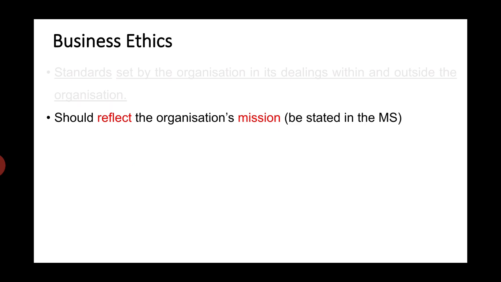Why are they putting those standards? Just to control the behavior, the attitude, the reaction of the employees in that organization. A kind of controlling and acting in an ethical way in the market. And those business ethics should also reflect the organization's mission. That means the ethical issues the organization puts should be part of the organization's mission, stated in the mission statement. I think it's clear for you, right?